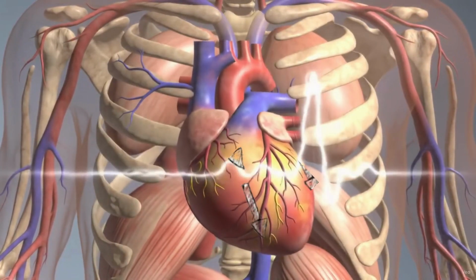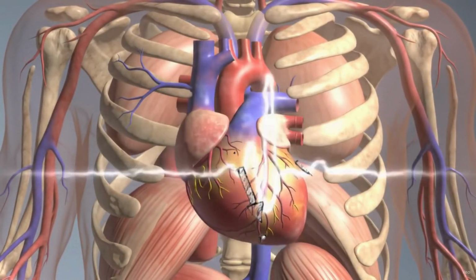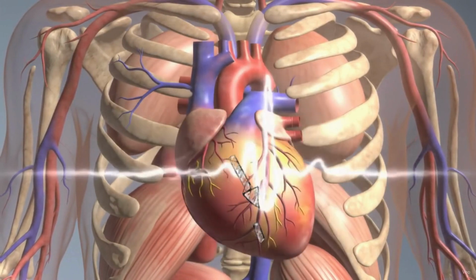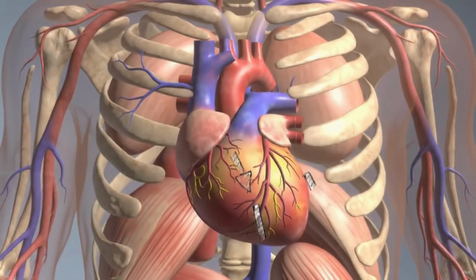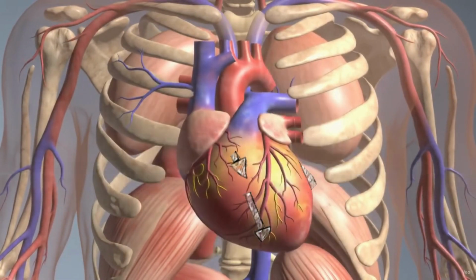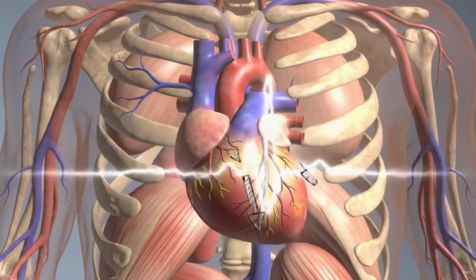The AV node slows conduction, then signals travel down the His bundle, split into right and left bundle branches, and spread rapidly via the Purkinje network to depolarize the ventricles.